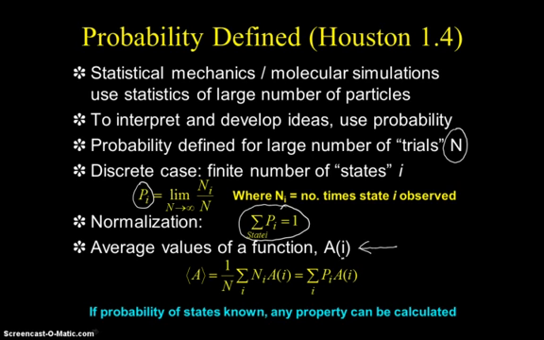If we want to figure out the average value of the property, again for an infinite number of trials, it should be the sum over all states of the number of times we observe that state multiplied by the value of that property, and then we divide by the total number of trials. Based on the definition of probability, that gives us the sum over all states of the probabilities multiplied by the properties. So what this tells us is that if we know the probability of observing a finite number of states, we can calculate the average value of any property we choose that depends on those states.